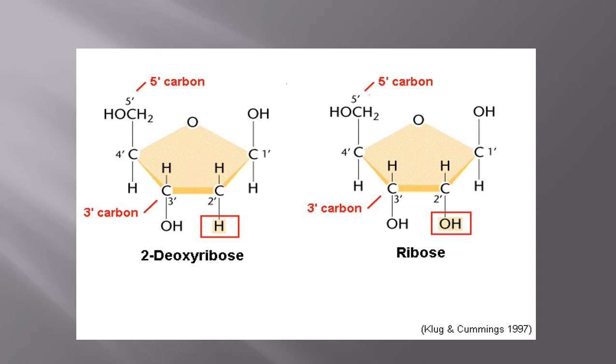Here you find a diagram of the deoxyribose sugar which you find in the DNA, with one oxygen atom less, and here you have the ribose sugar.